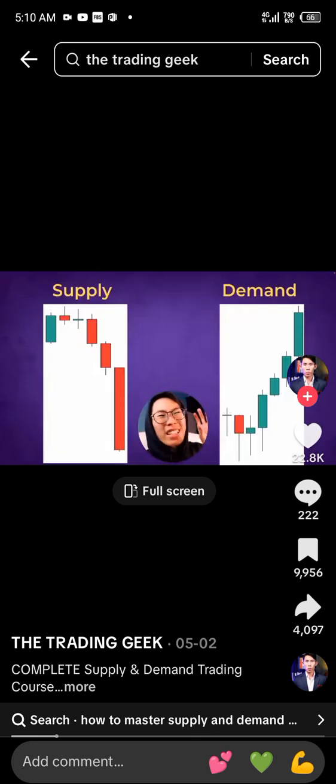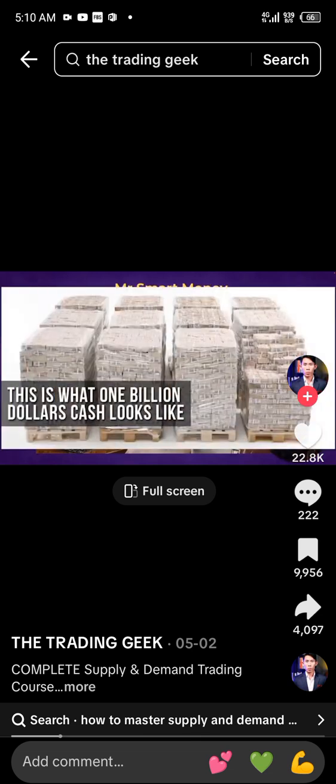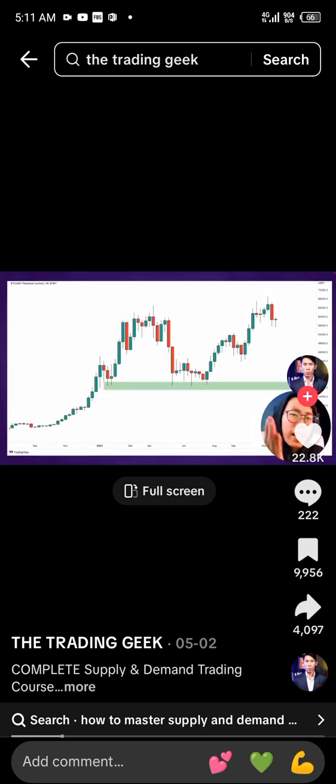So I want to see these nice momentum candles that tell me that the big boys have come out to play. Remember, we are retail traders, we are brokies. We do not have enough money to move the market, while these guys are dealing with millions and billions of dollars.